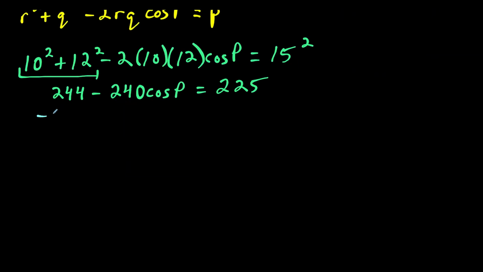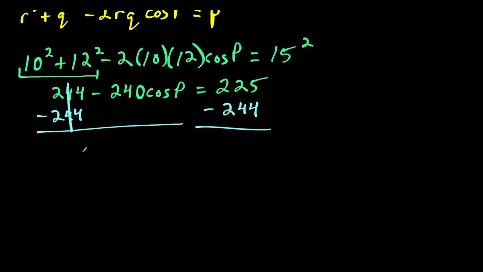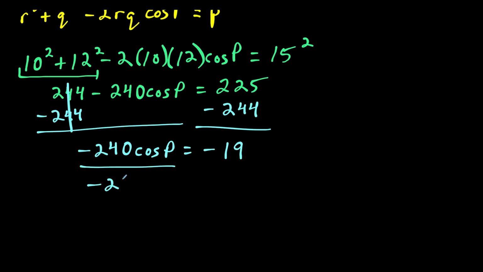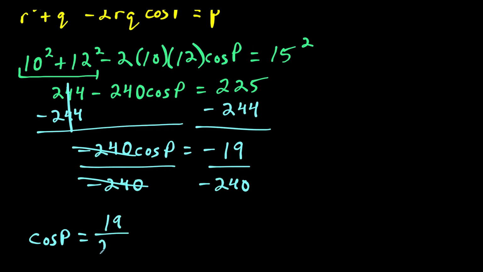So next up, we're going to subtract 244 on both sides, and our goal is to isolate the cosine P term. So we have minus 244 on the left and right. Now this cancels out, and we have minus 240 cosine of angle P equals, and if we subtract these two, 225 minus 244 is negative 19. Now just divide both sides by negative 240, and we're almost at the final answer. So this brings us to this step. Now we have cosine of angle P equals, and a negative over negative goes positive, so this is going to be 19 over 240.